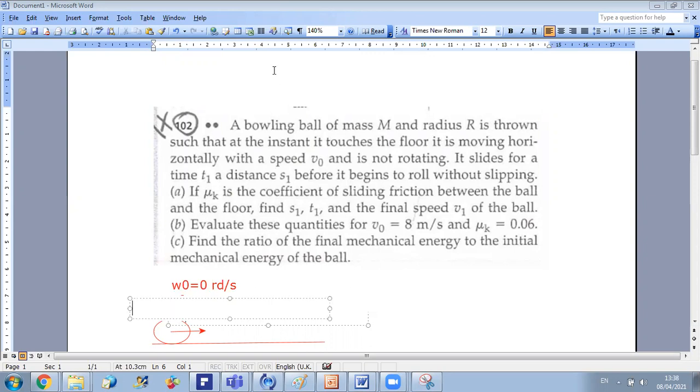So now if I draw the free body diagram, once it touches the floor, the free body diagram of the ball is the following. Of course I have the weight, I have the normal reaction, and I have the friction. How will the friction be? To the right or to the left? To the left. Why to the left?